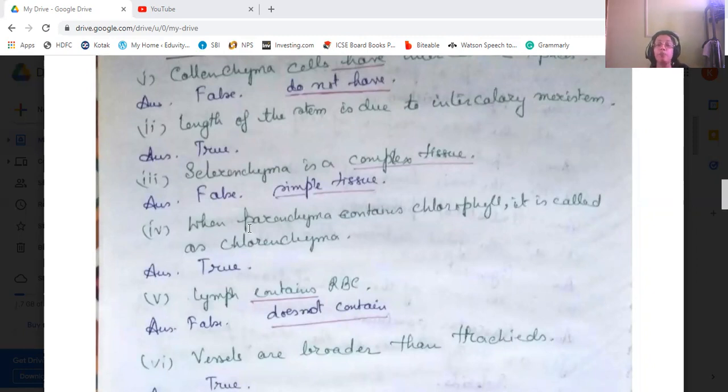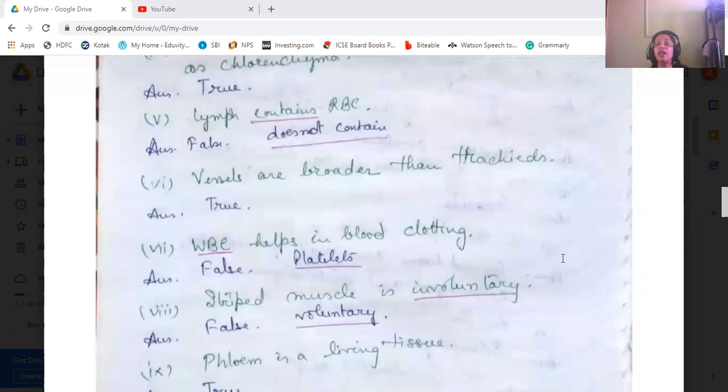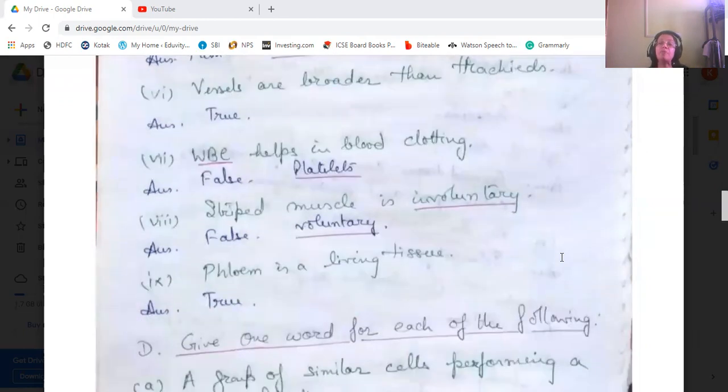The vessels are broader than tracheids. That's true. WBC helps in blood clotting. No, platelets help in blood clotting. So the statement is false. Okay. Then striated muscles are involuntary. I told you earlier also that striated muscles are voluntary muscles, that is, in our control. So the statement is false. Phloem is a living tissue. That's true.